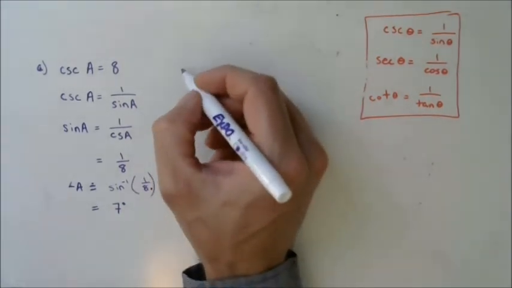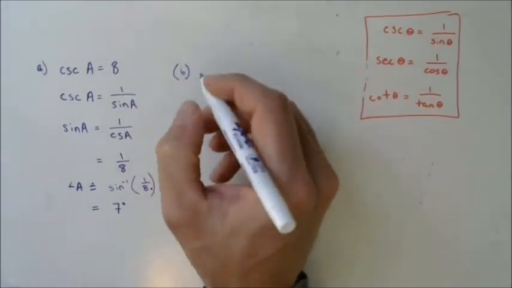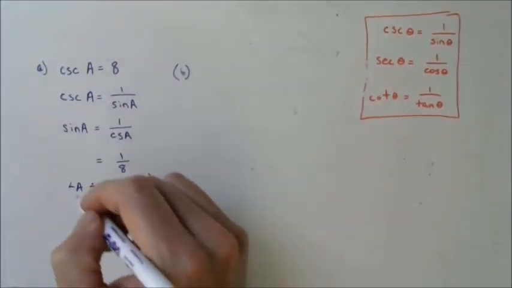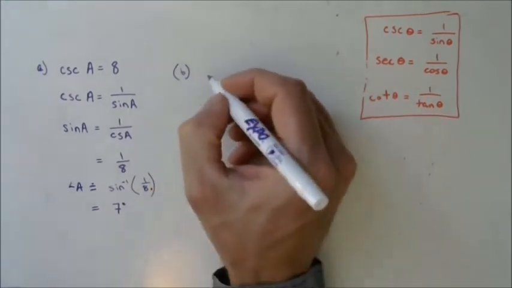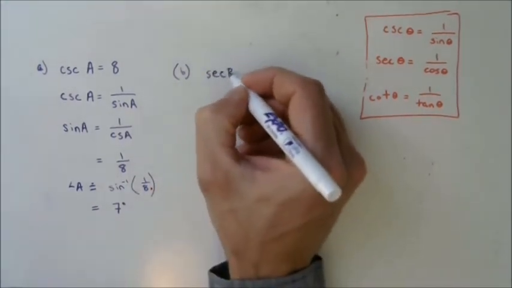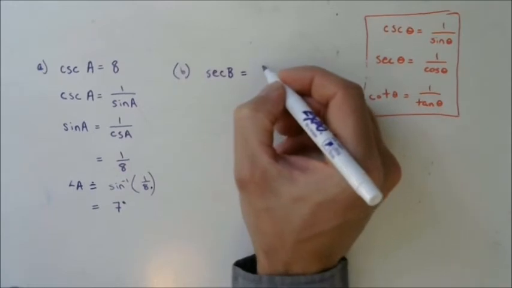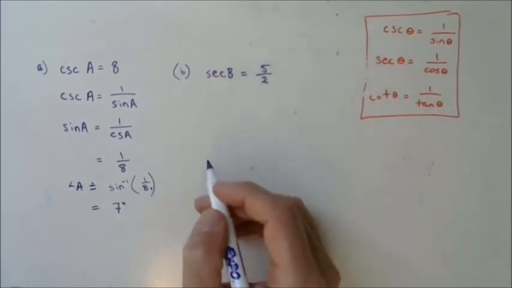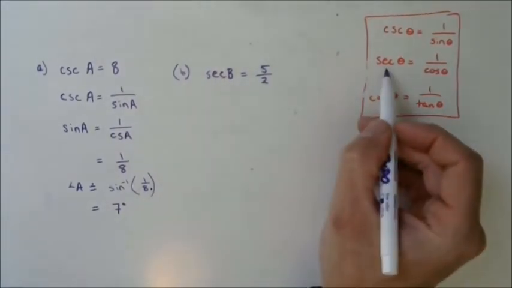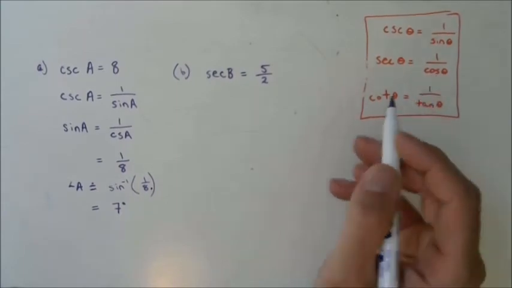Okay, we're going to shorten this up quite a bit. In B, you don't need to do all these extra steps. That was just to help us think through it. But in B, we're told the secant of B is equal to 5 over 2. Well, I know that the secant ratio is the reciprocal of the cosine ratio.